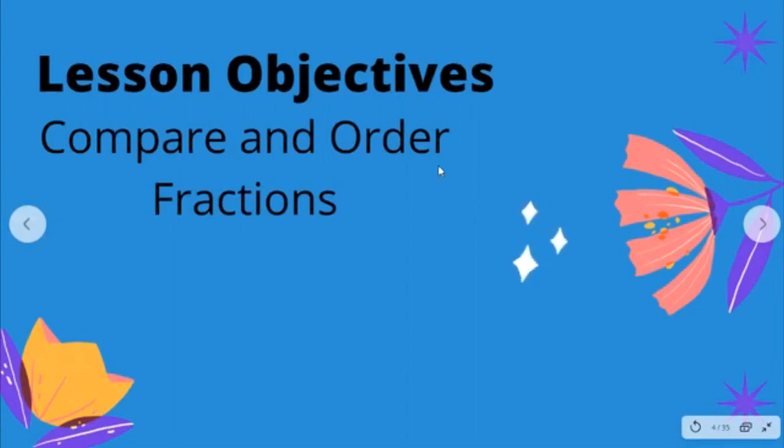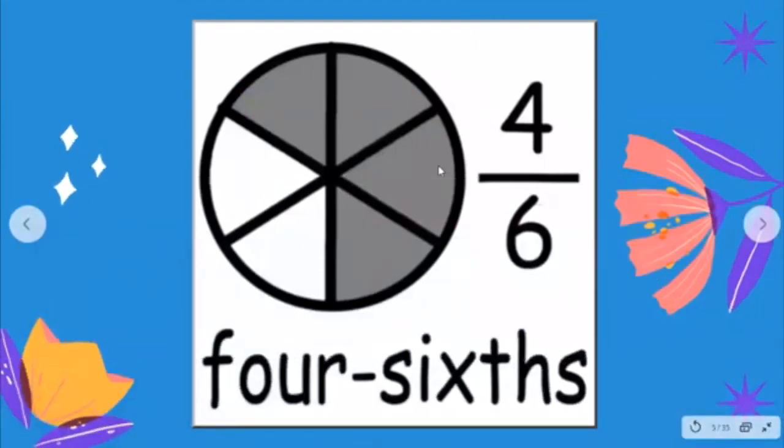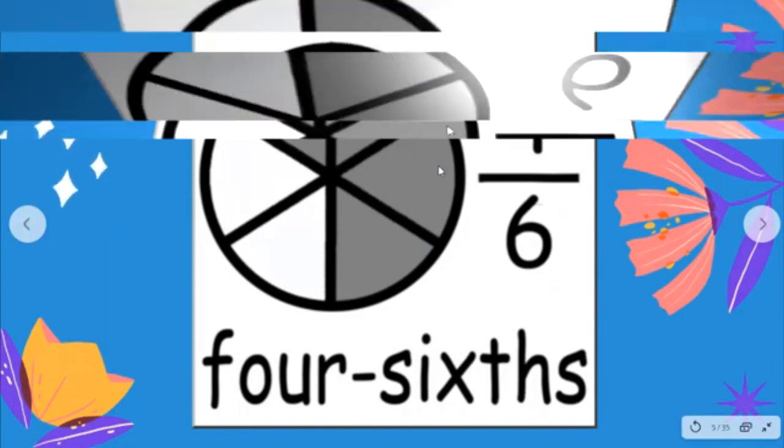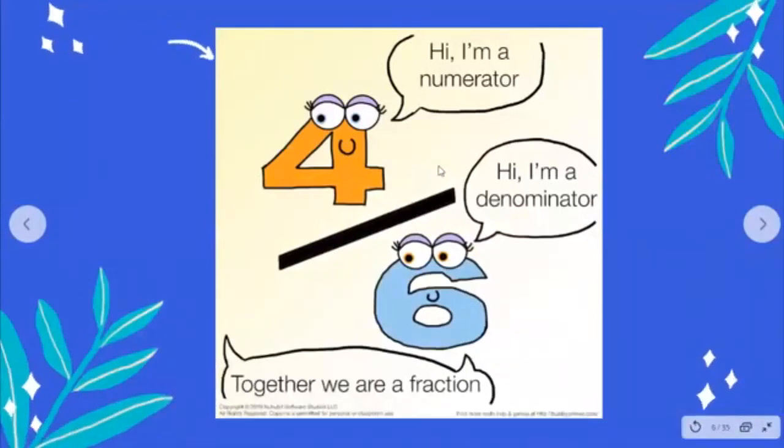Before continuing, I want to make sure first that you are already familiar with the numerator and denominator. Let me show you a fraction. We have a fraction here, 4/6. Which number do you think is the numerator? Which number is the denominator? Yes, you are correct. Number 4 is the numerator and number 6 is the denominator.